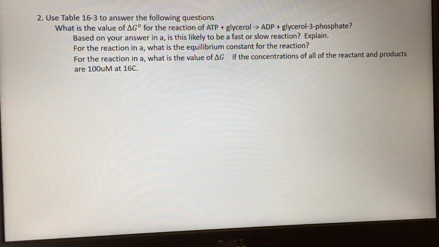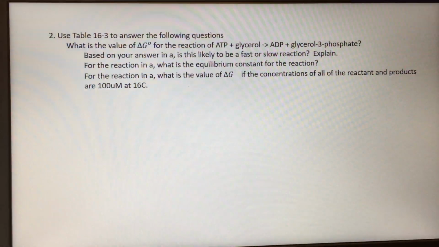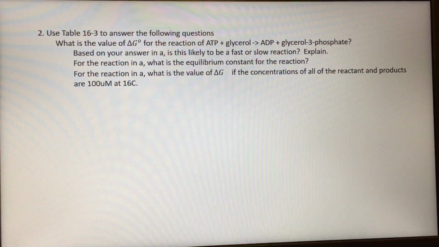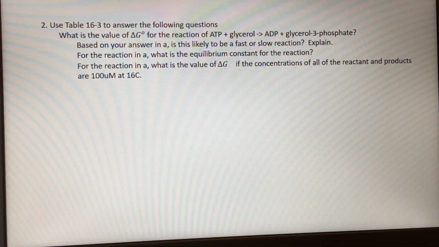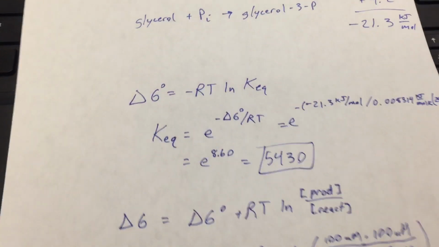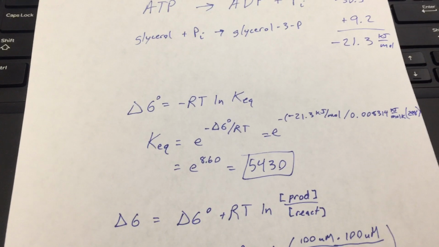All right, the next part, for the reaction in A, what is the equilibrium constant for the reaction? So we just determined our delta G0 value in part A. This is asking us now to use that delta G0 value to determine an equilibrium constant. Well, to do that, we're going to remember this equation. Delta G naught is equal to negative RT times the natural log of KEQ.